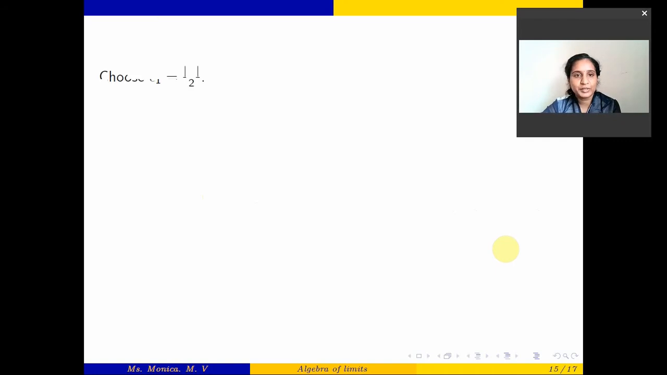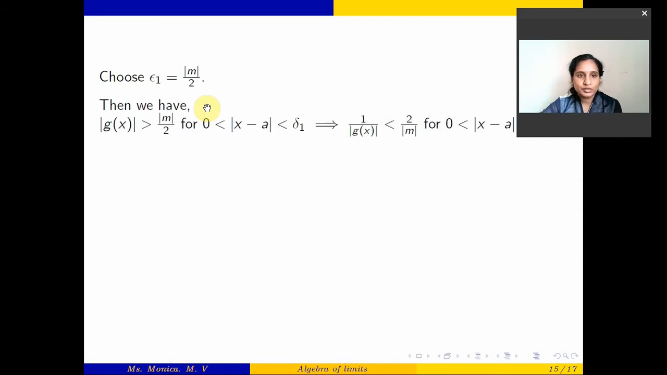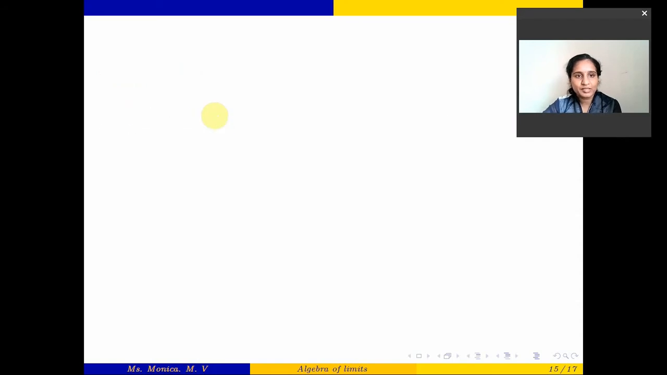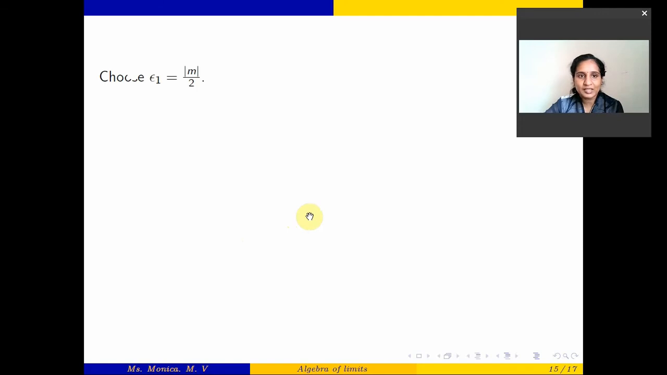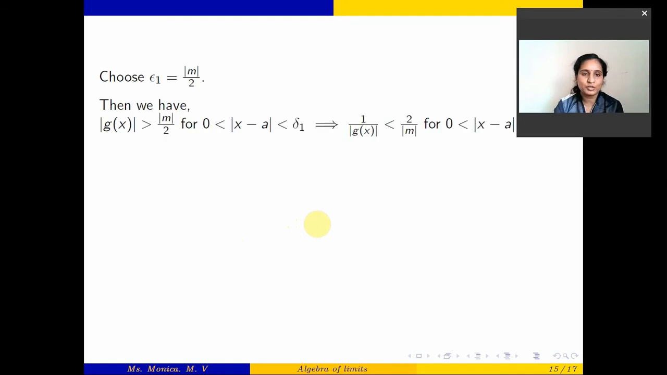Okay, now I think we should join all the pieces. I'll choose epsilon 1 as mod m by 2. What did we have first? Mod g of x is greater than mod m minus epsilon 1. Now I am choosing epsilon 1 as equal to mod m by 2. So if I substitute that, mod g of x is greater than mod m minus mod m by 2, that is mod m by 2 only, for mod x minus a less than delta 1.